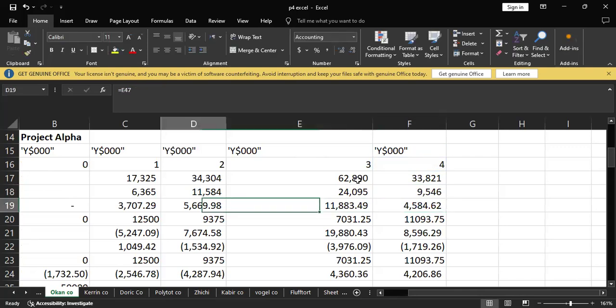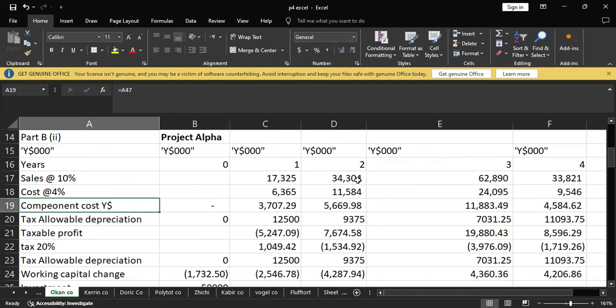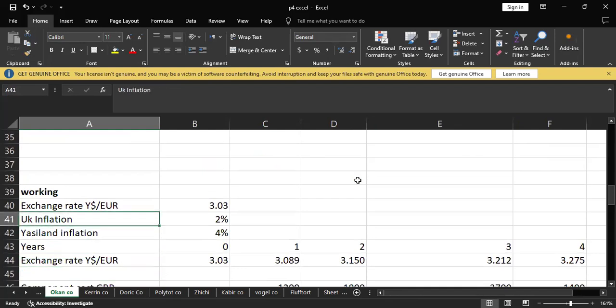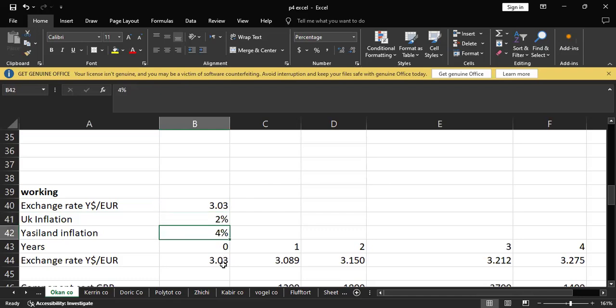Now, let us talk about the component cost. The component cost was given to you people in pounds, but you are making the base case NPV in the YS. So it means that there should be exchange rates which will convert the pounds into the YS. The examiner has given you the current spot rate, then the inflations were given. So we can compute the future spot rates.